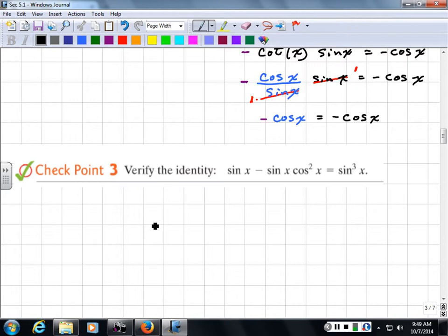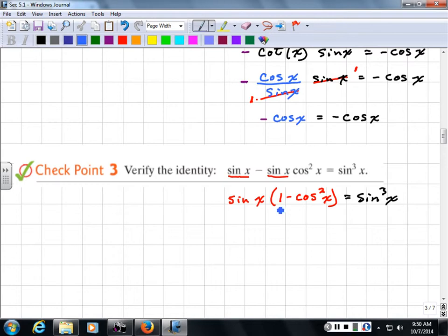And honestly, it doesn't matter which side I start on, because the left-hand side, while complex, is not any more complex than the right-hand side. But the easiest thing to do on this one is to start on the left-hand side and understand that this term has a sine x factor, and that term also has a sine x factor. And if I factor that out, I end up with sine of x times 1 minus cosine squared x. And that's equal to sine cubed x.